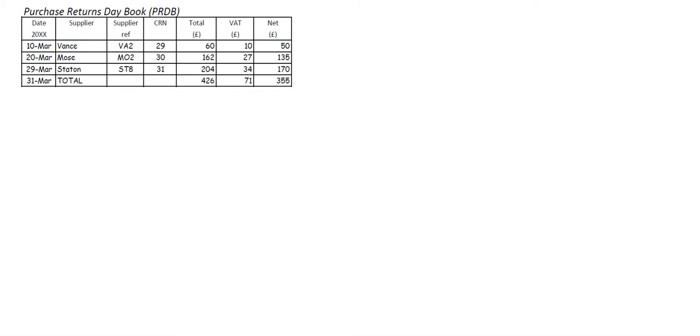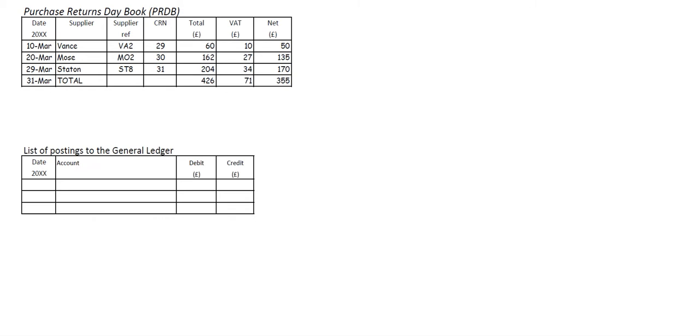In this video, we're going to look at how we post the purchase returns daybook to the general ledger. So we have a purchase returns daybook in which we've recorded information taken from credit notes that we've received from suppliers. Now, when posting to the general ledger, we're simply going to use the month end or period end totals. We're not going to post information from each individual credit note.